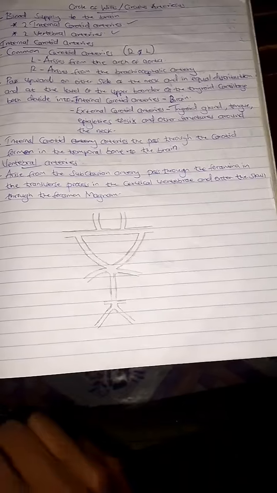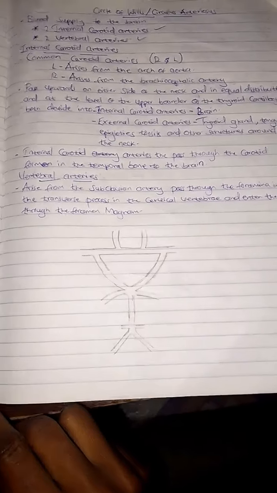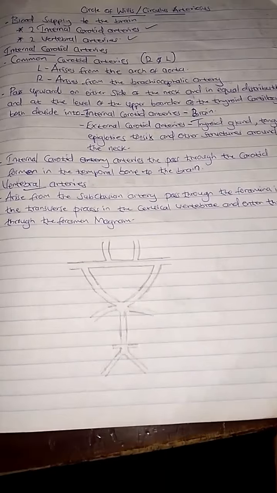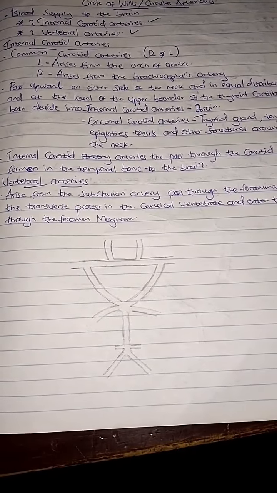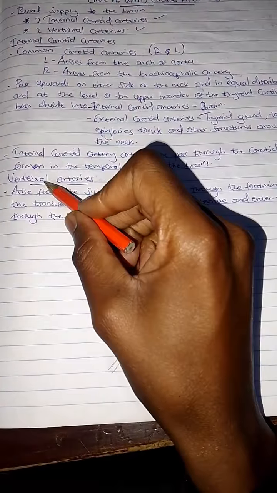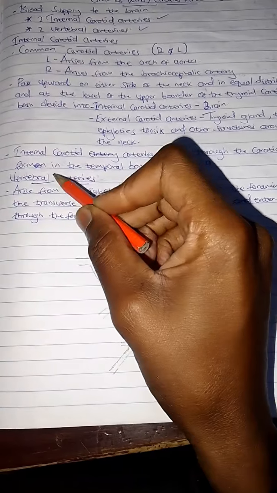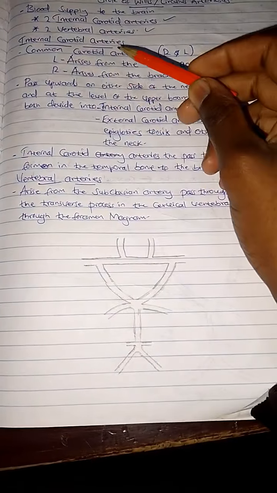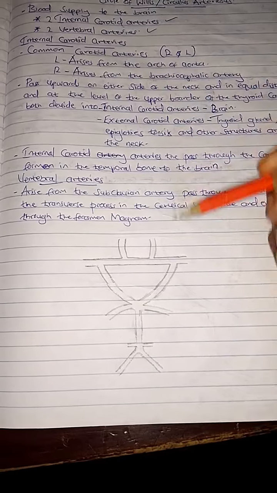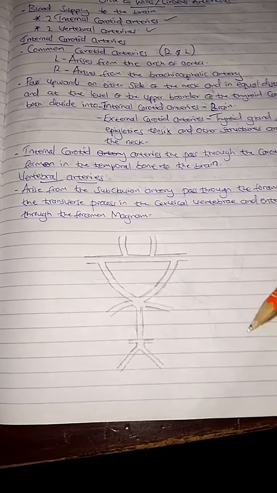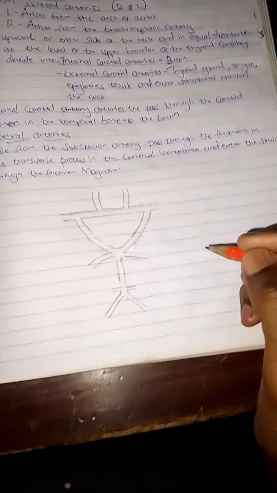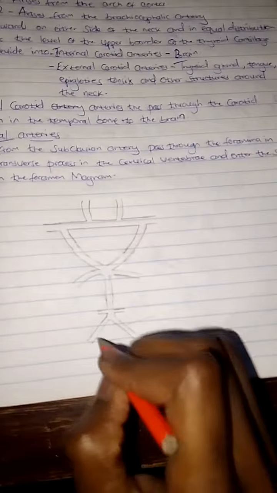Now, structurally, talking about blood supply to the brain, we have the two vertebral arteries supplying blood through the posterior aspect of the brain, and the two internal carotid arteries supplying blood through the anterior aspect of the brain. Now these are the vertebral arteries, which come and join together.